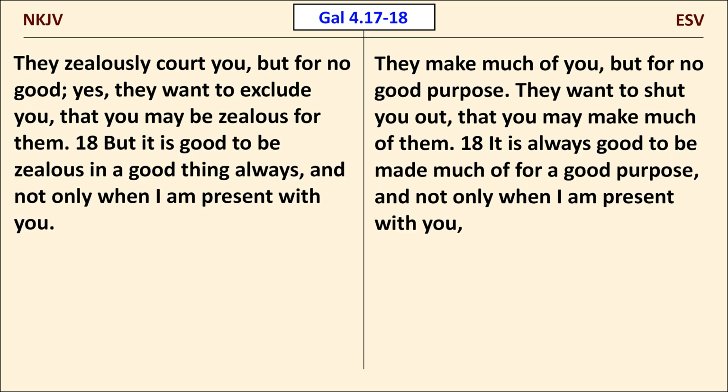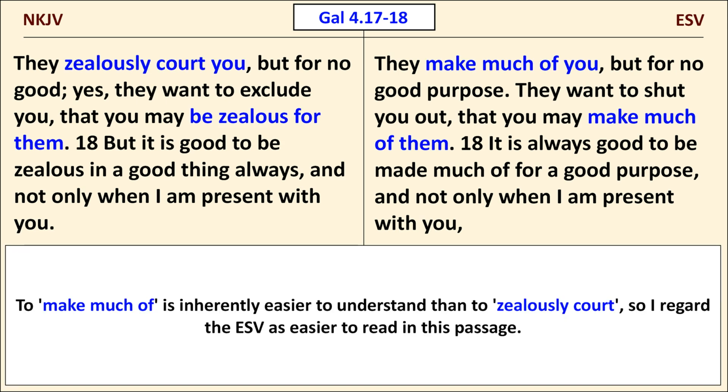We're in chapter 4, verses 17 through 18. The ESV's to make much of is inherently easier to understand than the NKJV's zealously court. I regard the ESV as easier to read in this passage.